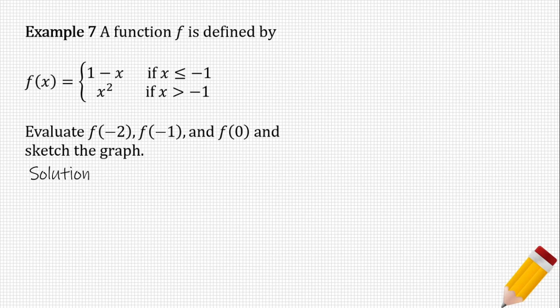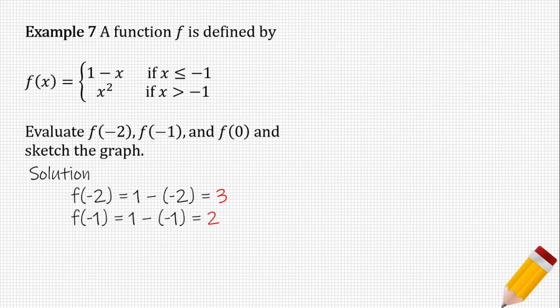On the other hand, if x is greater than −1, then the value of f(x) is x². First, since −2 is less than or equal to −1, we have f(−2) = 1 − (−2), which is equal to 3. Second, since −1 is less than or equal to −1, we have f(−1) = 1 − (−1), which is equal to 2. Lastly, since 0 is greater than −1, we have f(0) = 0², which is equal to 0.